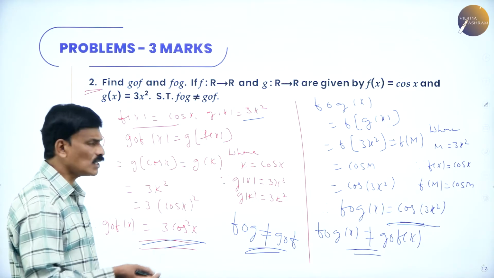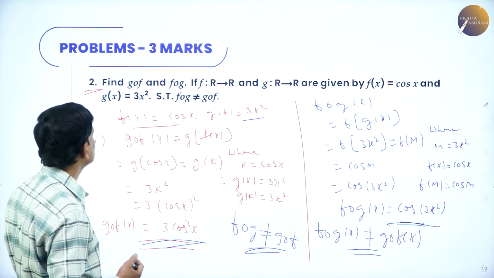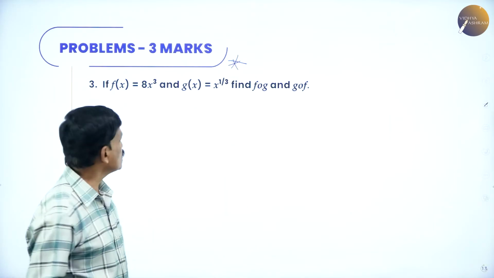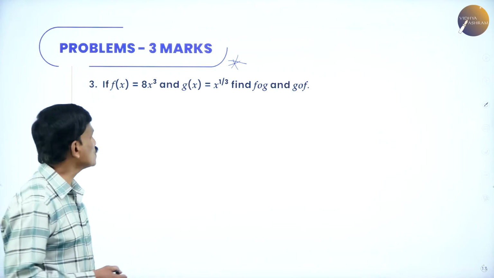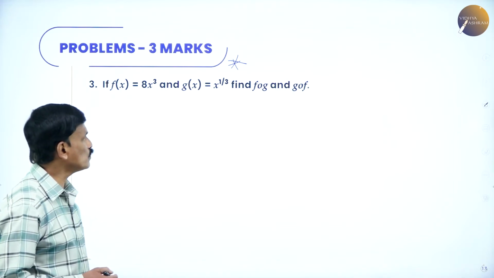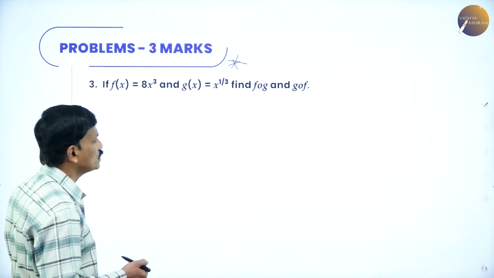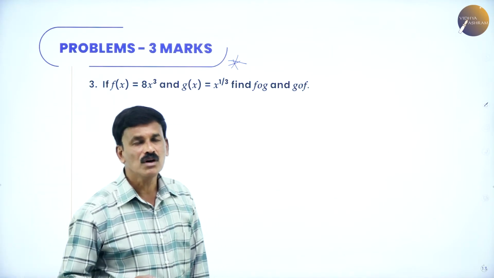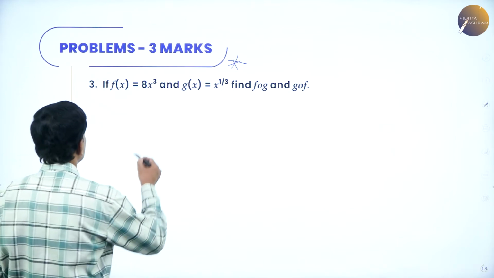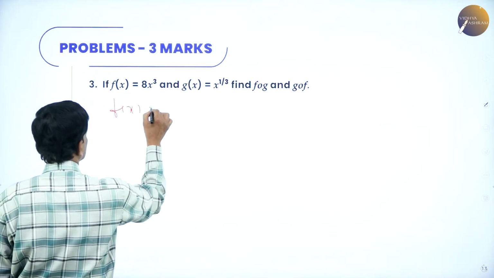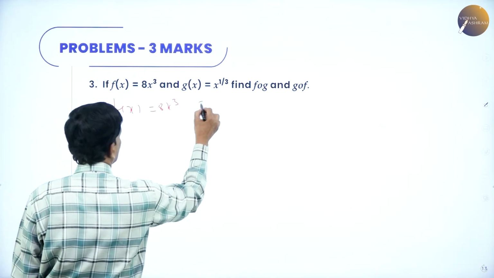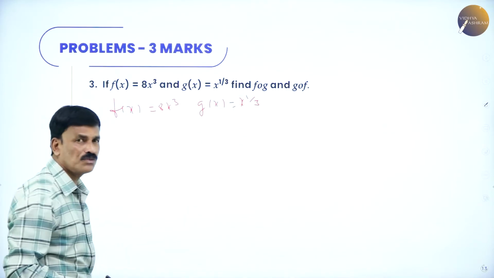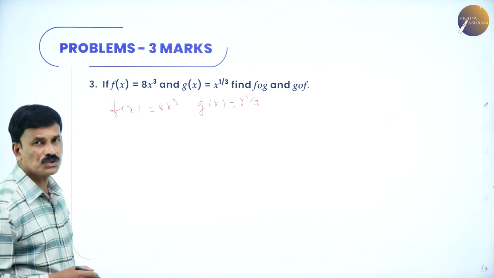Okay. Let me take one more problem based on this. Now, this is also an important problem for 3 marks. So, what is given? F of x is equal to 8x cube and g of x is equal to x to the power of 1 by 3. Find f naught g and g naught f, where f is a function and g is also a function from R to R. So, here what is given? F of x is equal to 8x cube and g of x is equal to x to the power of 1 by 3 are the two functions from R to R.